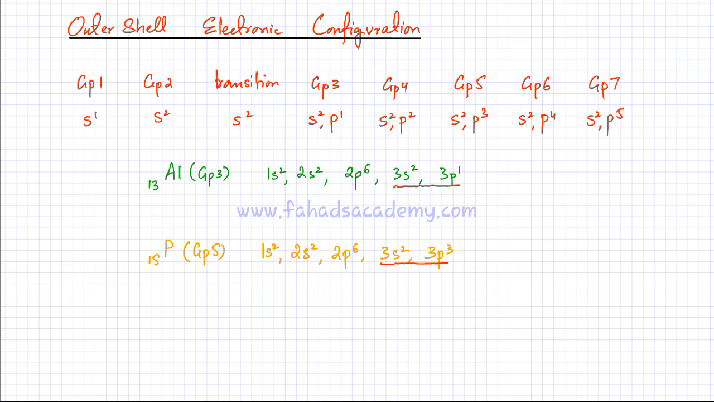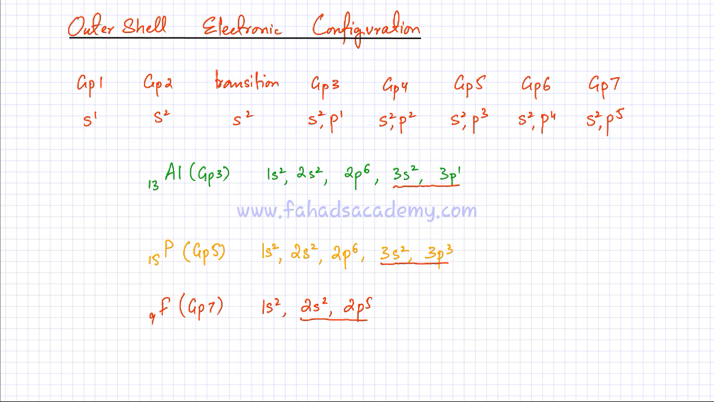Let's take fluorine. Fluorine is in group 7. It has a total of 9 electrons. So the outer shell electronic configuration should be an s subshell and a p subshell having 5 electrons. So I'm going to write the electronic configuration of 9 electrons. It's going to be 1s2, and then 2s2, and I'm left with 5 electrons, so it's going to be 2p5. So if I underline that, there's an s subshell and a p subshell having 5 electrons. So it's exactly what's shown in this table.